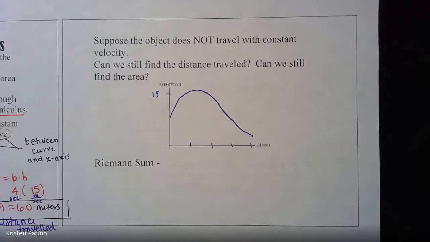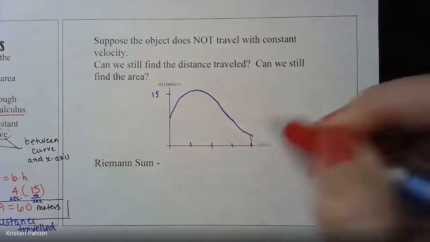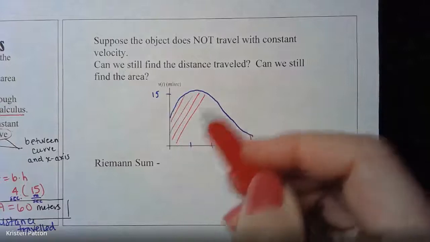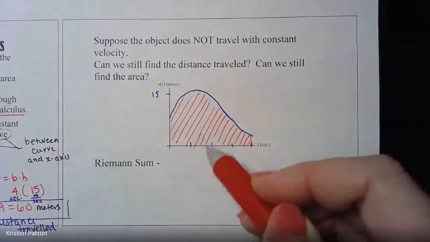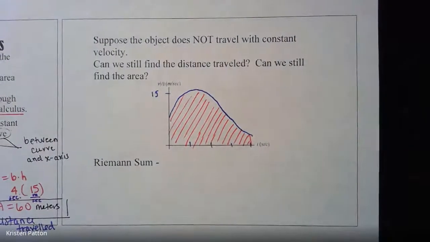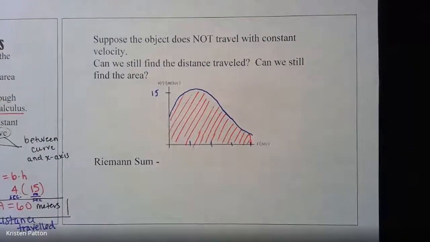The question here is, can we still find the distance traveled? Can we still find that area under the curve? I specifically picked something that, if I shade this in, I think a lot of us would look at and say, no, we didn't learn anything about this shape in geometry. This is not a triangle. It's not a trapezoid. It's not a circle. This is an irregularly shaped figure. So the question is, how do we find the area?